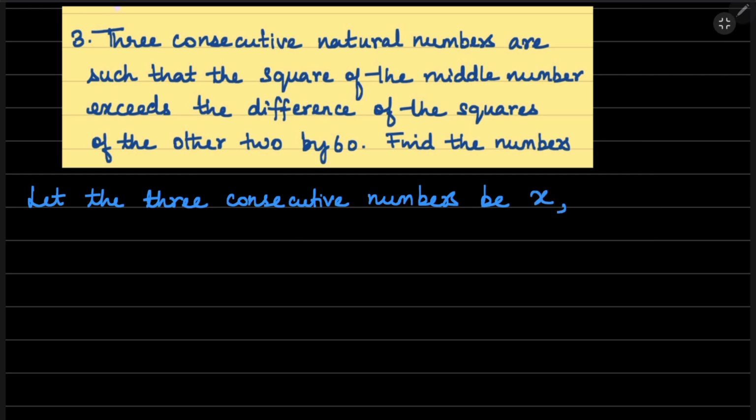Obviously, if the first number is x, which will be the consecutive immediately next number? It will be x plus 1. And the next number would be x plus 2. So let the first number be x. So the other two numbers will be x plus 1 and x plus 2.